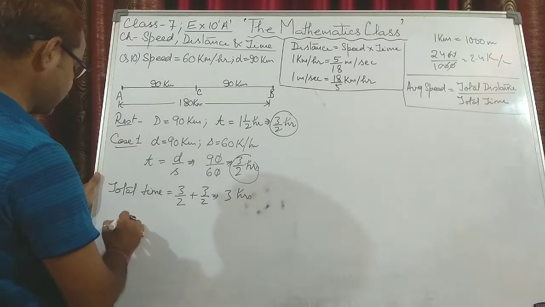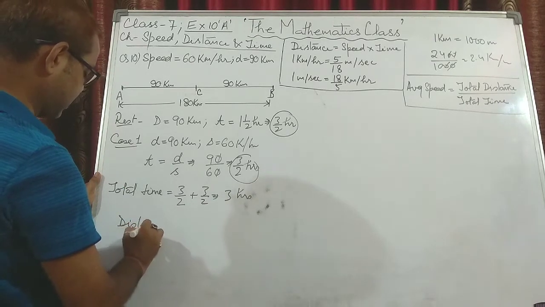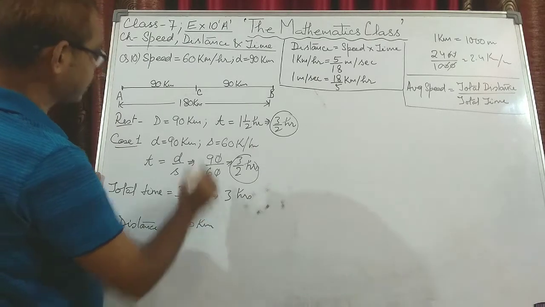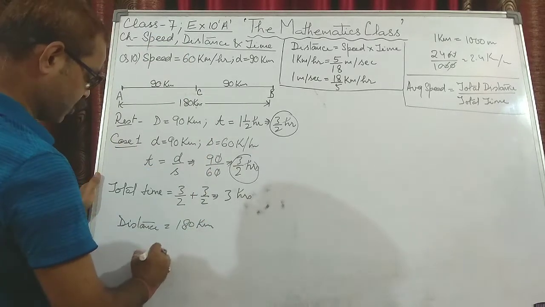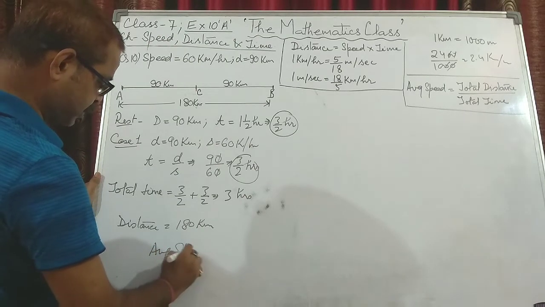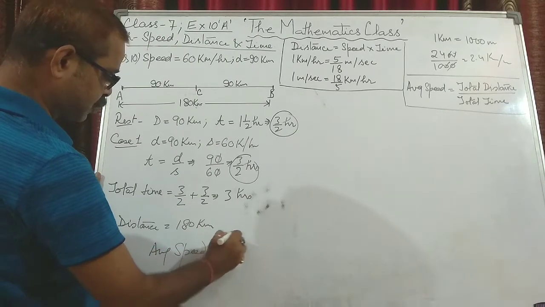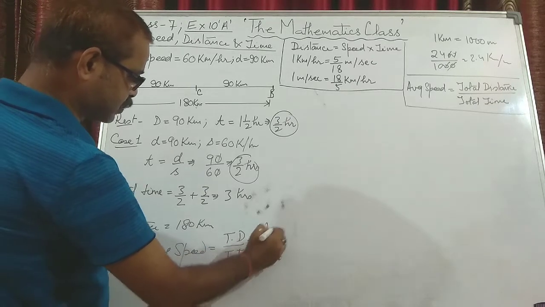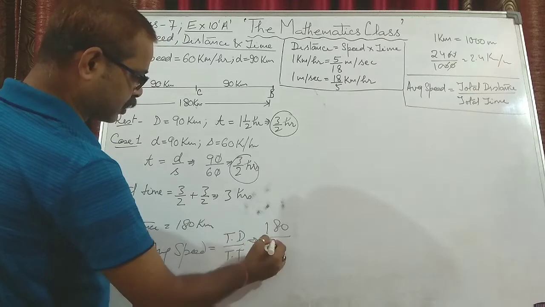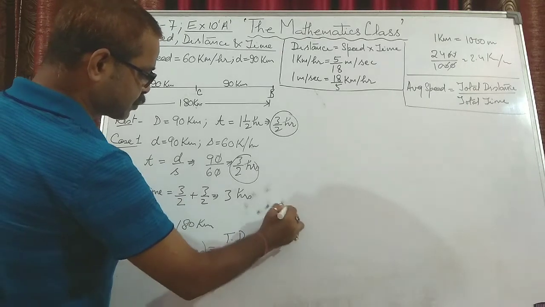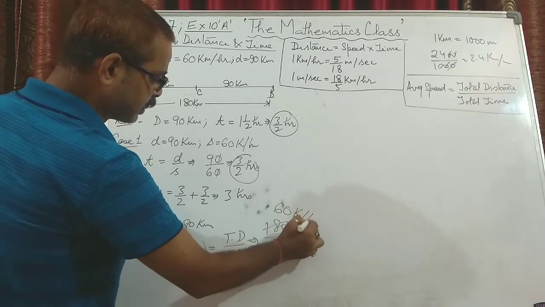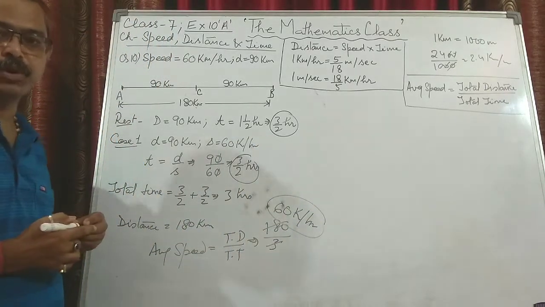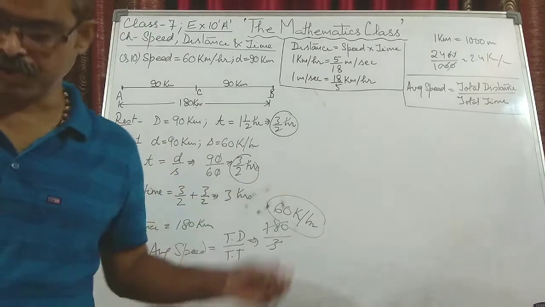And we know that the total distance is 180 kilometers, which has been explained over here. So average speed is equal to total distance upon total time. Total distance is 180 upon total time 3, 3 6s are 18, so 60 kilometers per hour is the average speed of that motorist. Now we move on to the next question.